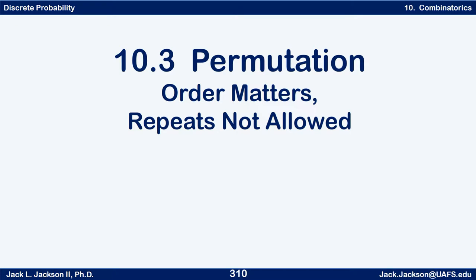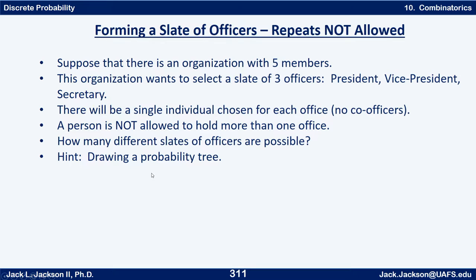All right, in this next video, we're going to be looking at permutations, which count things where the order matters and repeats are not allowed. So this is similar to the last situation in the last video where we did order matters and repeats were allowed. We're changing one thing: repeats are not allowed. So let's do a similar situation to last one when we're thinking about a slate of officers.